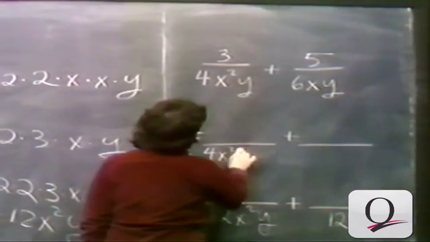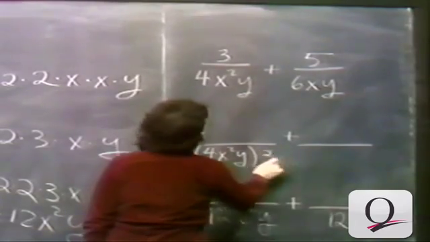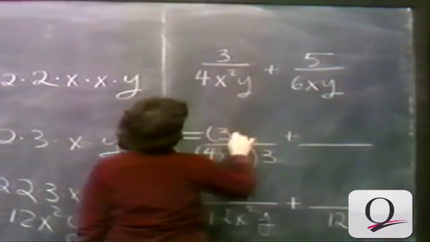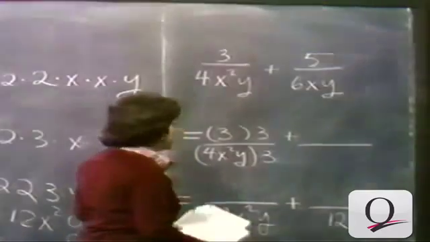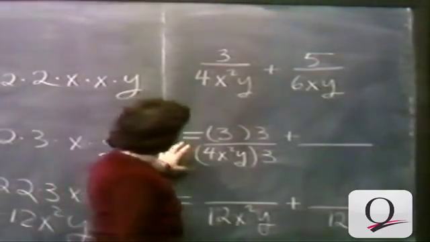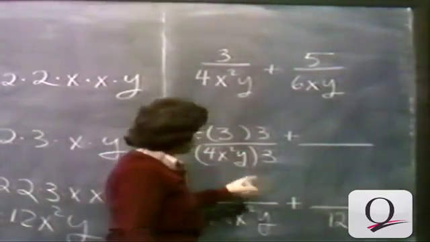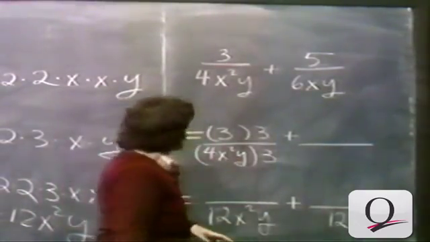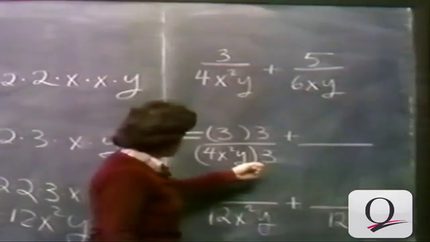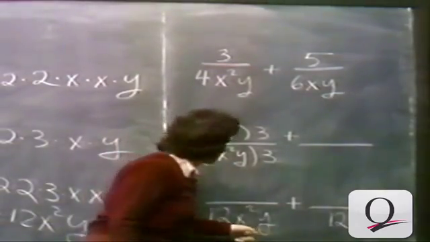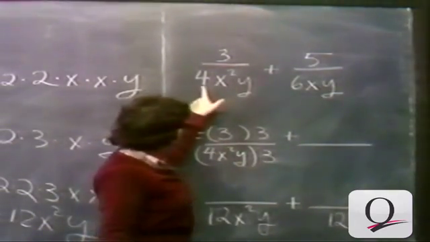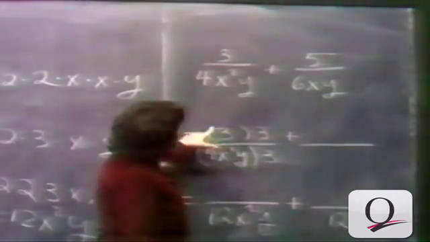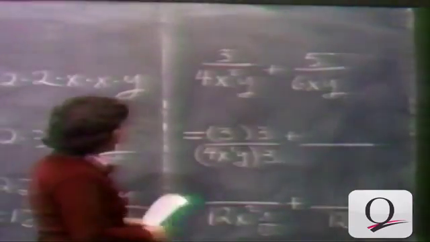If you're going to multiply the denominator here by 3, then you're also going to have to multiply the numerator by 3. That's the fundamental principle. It's okay to multiply the top and the bottom of any fraction by the same non-zero number. But if you do it to the bottom, you've got to do it to the top as well. So since we have to multiply the denominator here by 3 to get 12x squared y, we also have to multiply the numerator by 3.